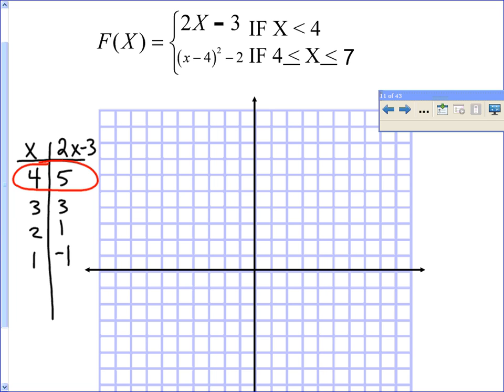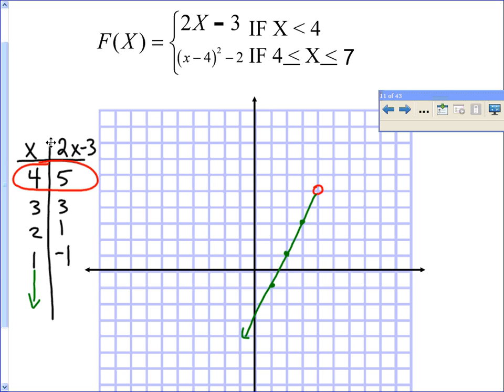Let's go ahead and graph that. Again, we have an open circle, and let's use the red for that. So we have the point 4, 5, an open circle here. And then we have the point 3, 3, the point 2, 1, and the point 1, negative 1. It's going to continue, and you probably need to note that this would continue here because x is less than 4, so it would continue.